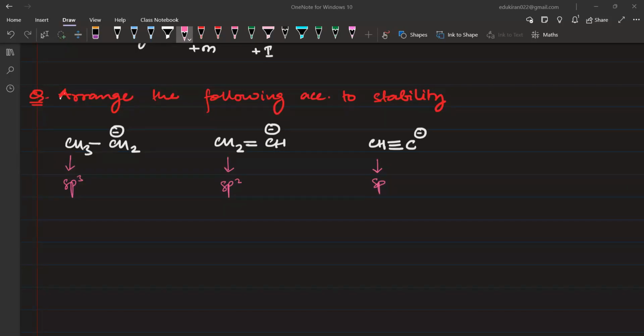Now, as you can see, in sp3 carbon, this is less electronegative, sp2 is more electronegative, and sp is the highest electronegative carbon atom because it is having more percentage s character. Very high percentage s character is present in the sp carbon atom. 50% s character is present, and the s orbital is very near to the nucleus. That is why the nucleus can pull the electron very easily if the hybridization is sp. That is why this sp carbon is able to pull most electron, and hence we can say this is most stable, followed by these two. Please write this down. Raise your hand once you're done.